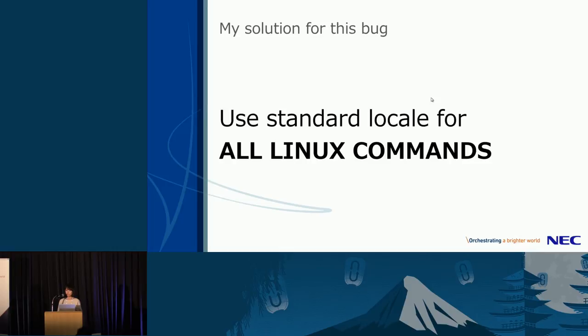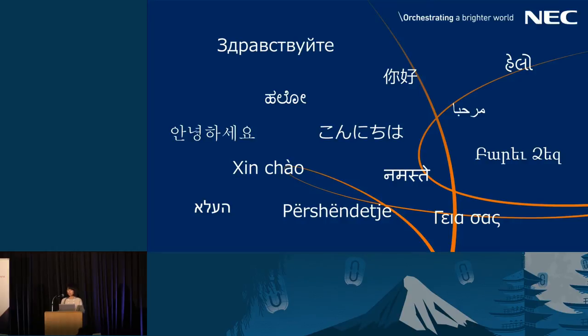My solution for this bug was to use standard locale for all Linux commands. The reason is that currently the message of just one command is translated to Japanese, but someday many more messages will be translated, no doubt. In this case, every time Ironic fails because of this error, we have to fix it every time, so that it's so ridiculous, right? But my idea was not approved, because people in the community were afraid that by changing standard locale, something would be broken. But I think that if there are people from many countries in the community, they can understand my idea correctly.